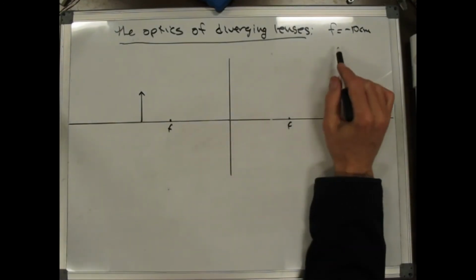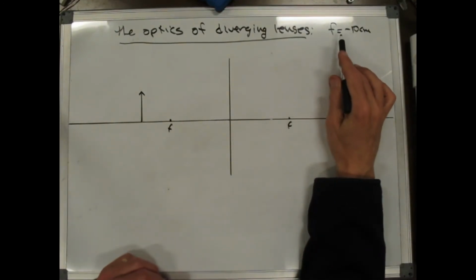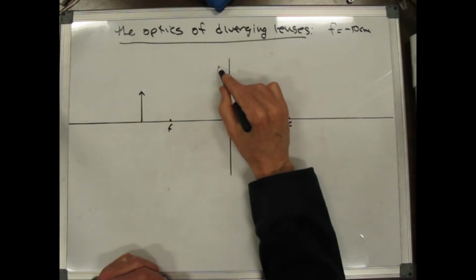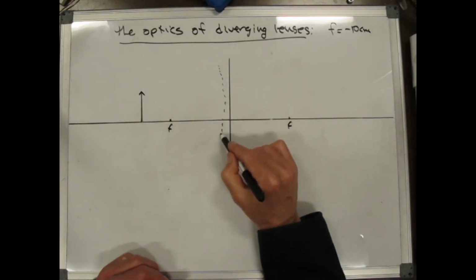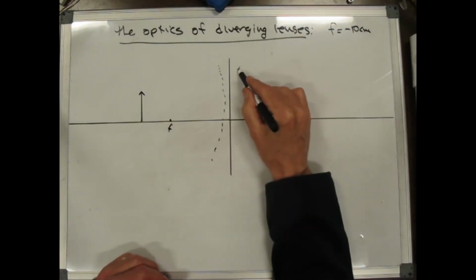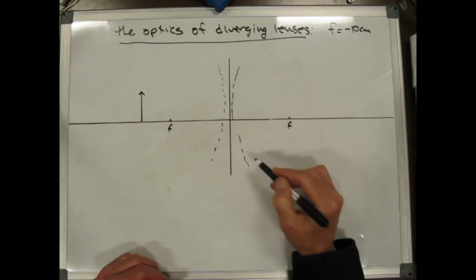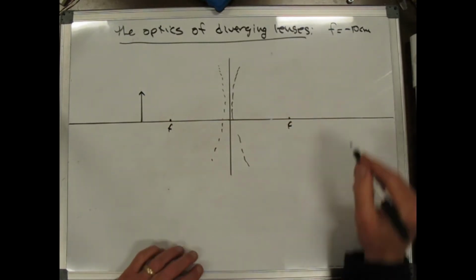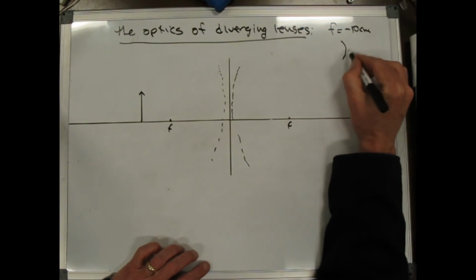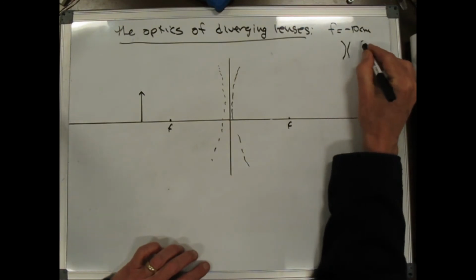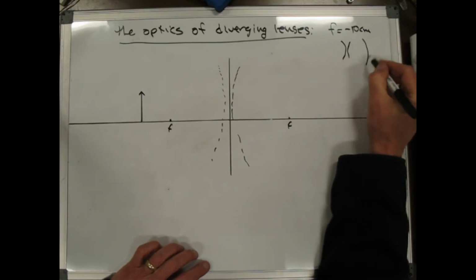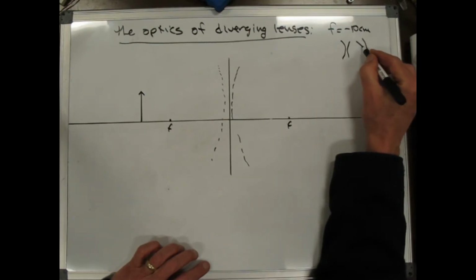So now we're going to look at diverging lenses. Diverging lenses have negative focal lengths, and they cause rays to diverge. So a diverging lens, this is not a very good drawing, but it's thinner in the middle than it is at the ends. By the way, this is a diverging lens, a lens shaped like this, but also a lens shaped like this is diverging.